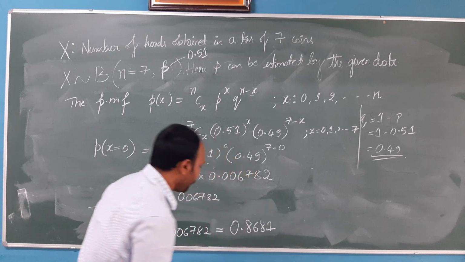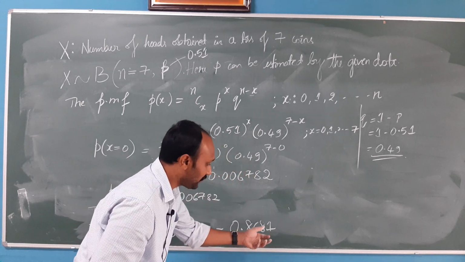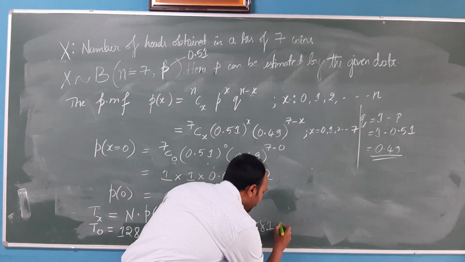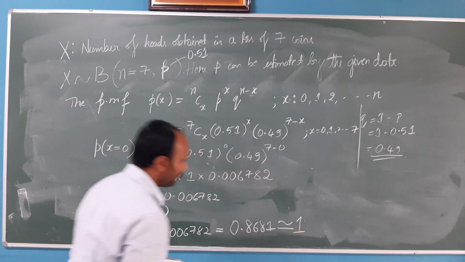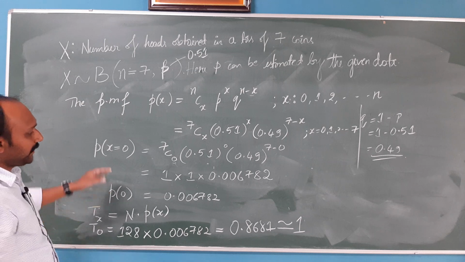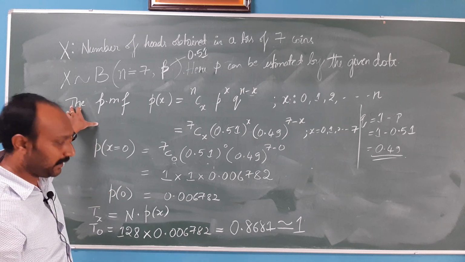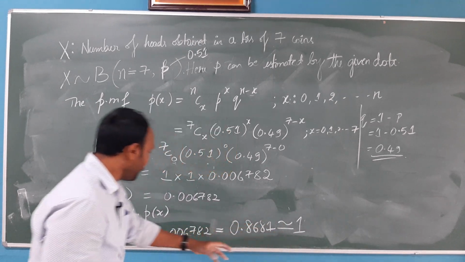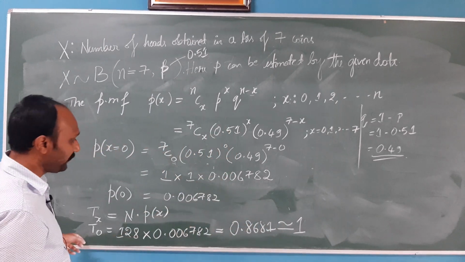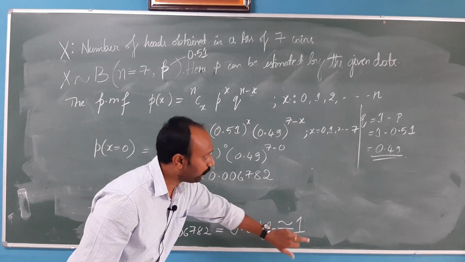So there will be no value like 0.8681 heads. So we will be approximating it to 1. It means tossing 7 coins 128 times, there will be 1 time with no heads. That is, the frequency of getting 0 heads is 1.